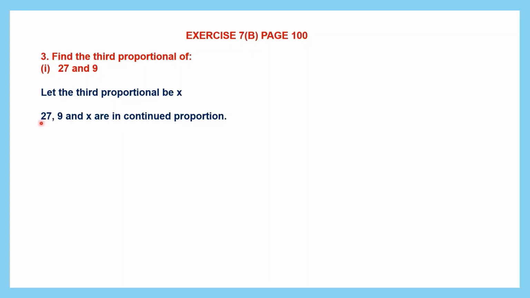We say that when 27 and 9, that is the first and the second quantities, let me write it down, form a ratio, that is 27 is to 9, when that is equal to the second quantity and the third quantity, 9 is to x. Okay, so let me repeat that again. We say that 27, 9 and x are in continued proportion when the ratio of the first and the second term is equal to the ratio of the second and the third term. Then we say that they are in continued proportion and this is the proportion that we get.